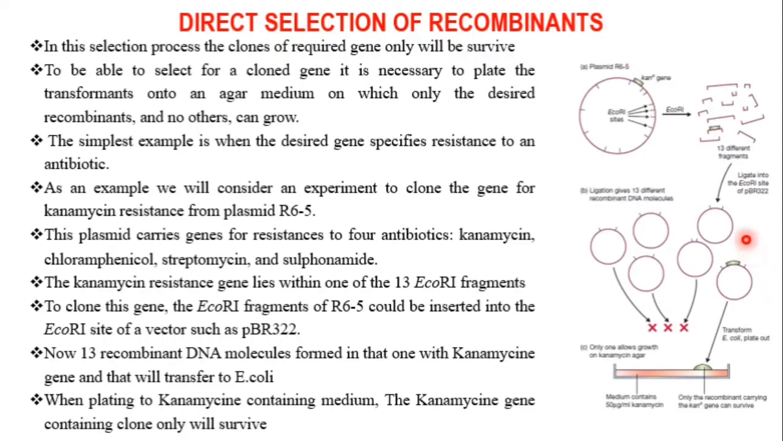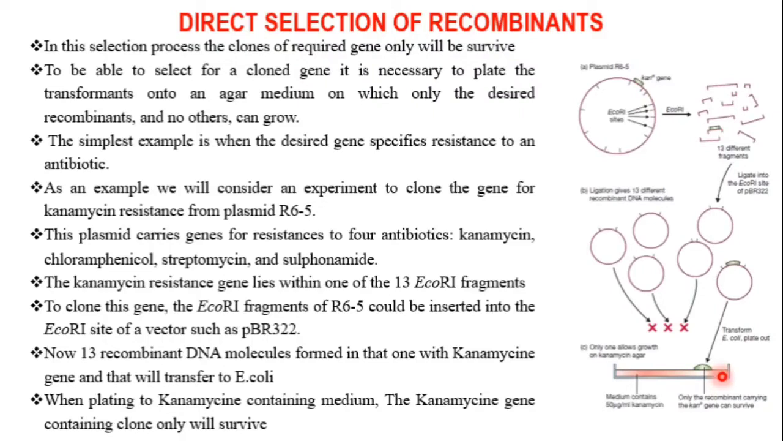We transfer them into E. coli bacteria, and we grow the transformed E. coli in a kanamycin containing agar medium. The host bacteria is susceptible to kanamycin, and this medium contains kanamycin. At that time we'll get only one colony.